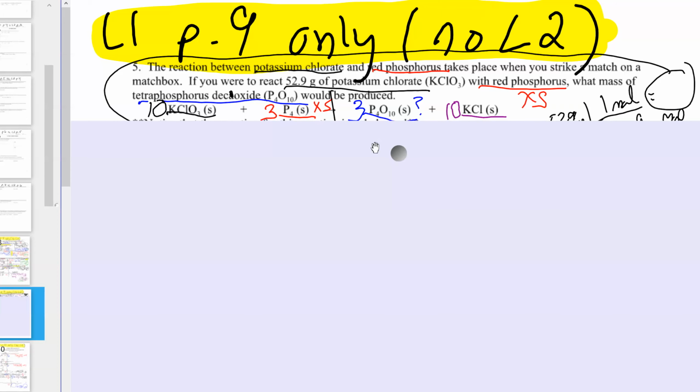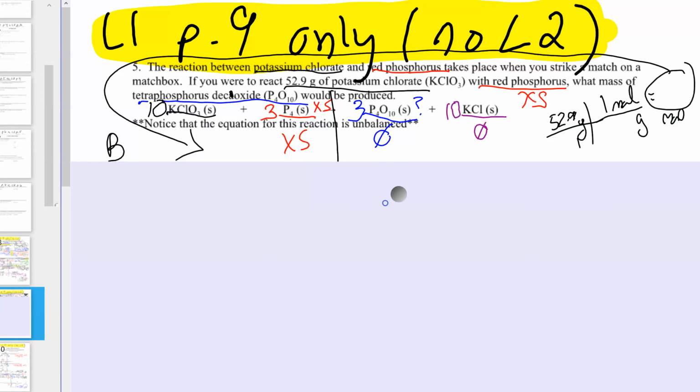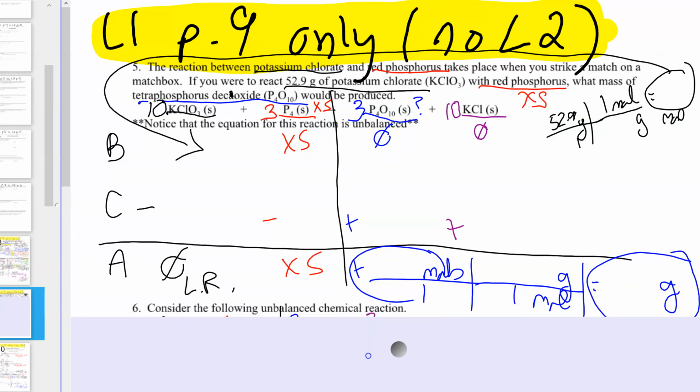Now this one isn't balanced, so we have to make sure we balance it. When you look at it, you can see that we've got an O3 and an O10. What's the least common multiple between 3 and 10? The smallest number they both go into. Well, 10, 20, 30. We've got to get 30 oxygen on each side. That means I get 10 potassium, 10 chlorine, and 12 phosphorus. So there's your balancing. Now let's set up a Bca table here.